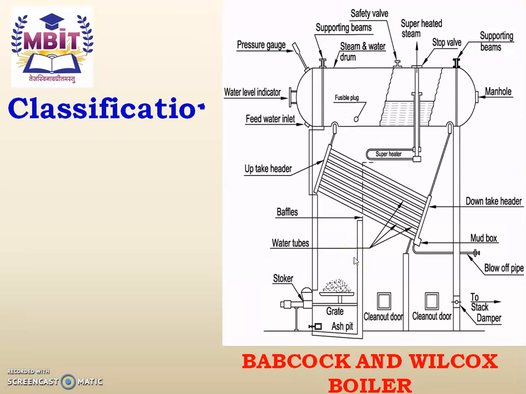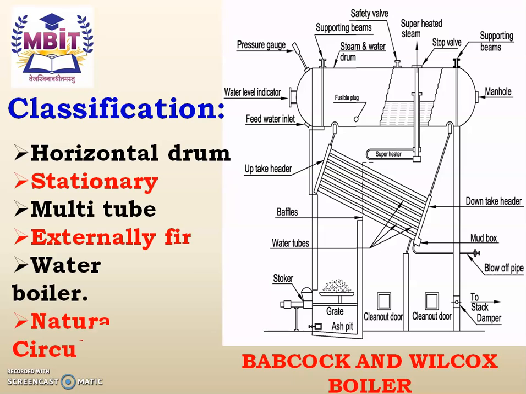Before we study the construction and working of the Babcock and Wilcox boiler, first of all we will study the classification. It means in which category the Babcock and Wilcox boiler is classified. Horizontal drum: as the orientation of the boiler drum is horizontal, it is known as the horizontal boiler. Stationary: as we have discussed, it is mounted on brickwork, so it is a stationary boiler.